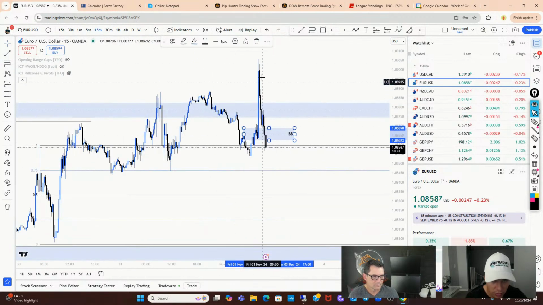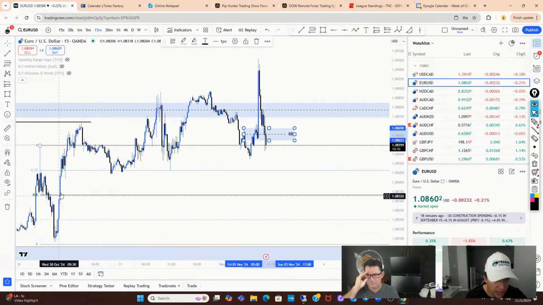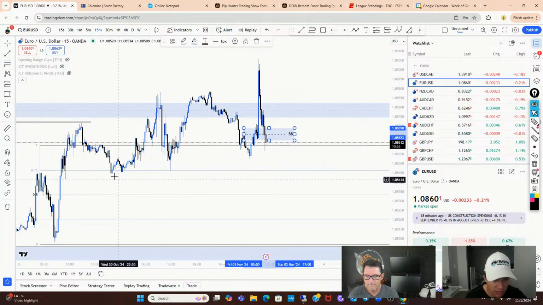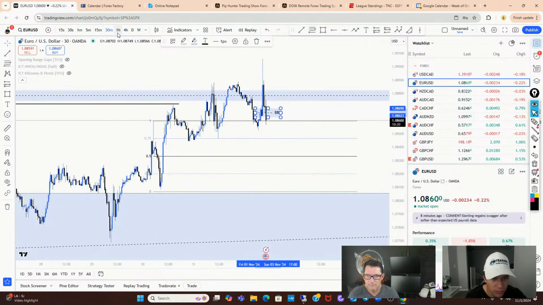You can see here we had that NFP news that created this candle right here. And then we have price kind of run lower. So here we have some inefficiency that price could run, all this sell side liquidity here. That's a possibility if we break through this, which it looks like we are.